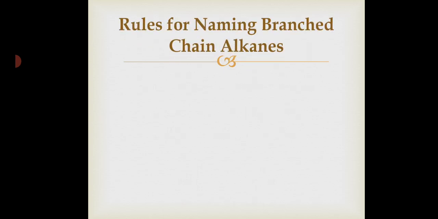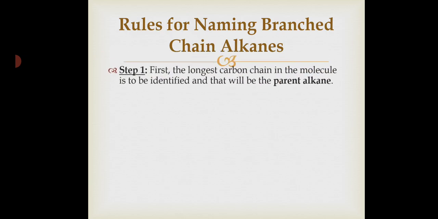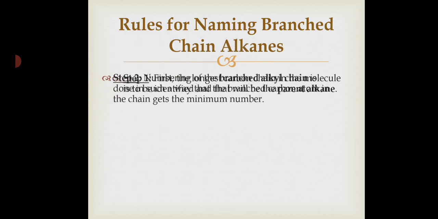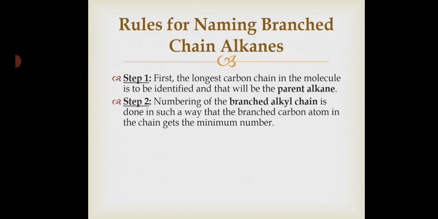In IUPAC nomenclature, as you know, we follow certain rules. And what are the rules? So let's go through the rules of naming branched chain alkanes. Step 1 is, first the longest carbon chain in the molecule is to be identified, and that will be the parent alkane. Step 2 is, while numbering the branched alkyl chain, it should be done in such a way that the alkyl group should get the minimum number.